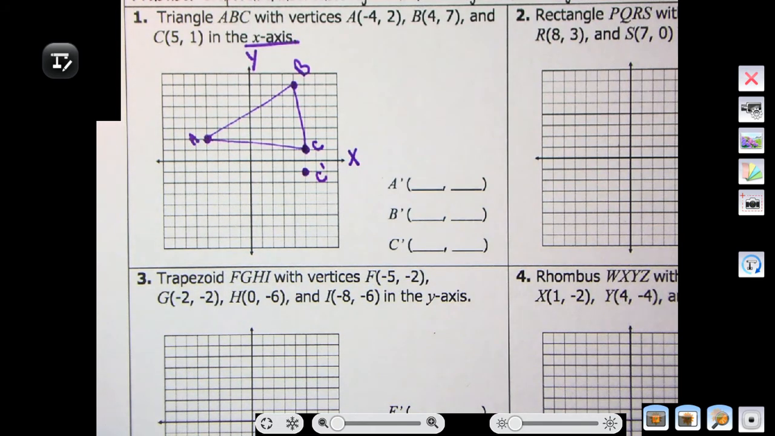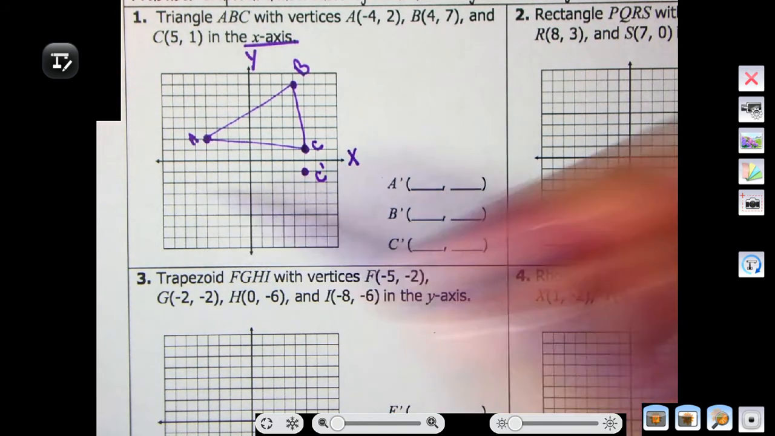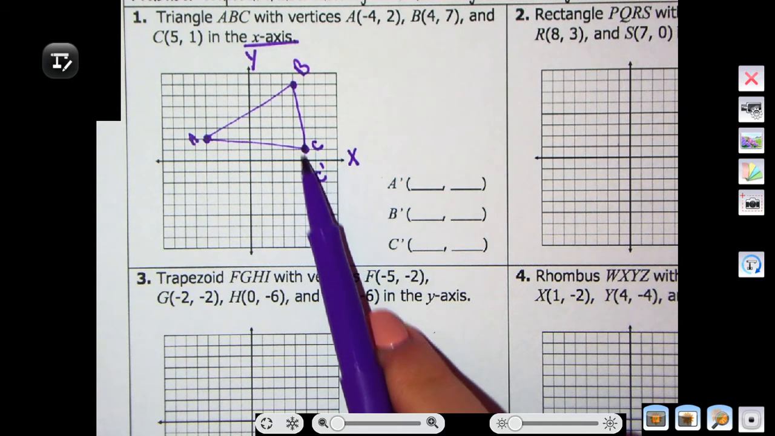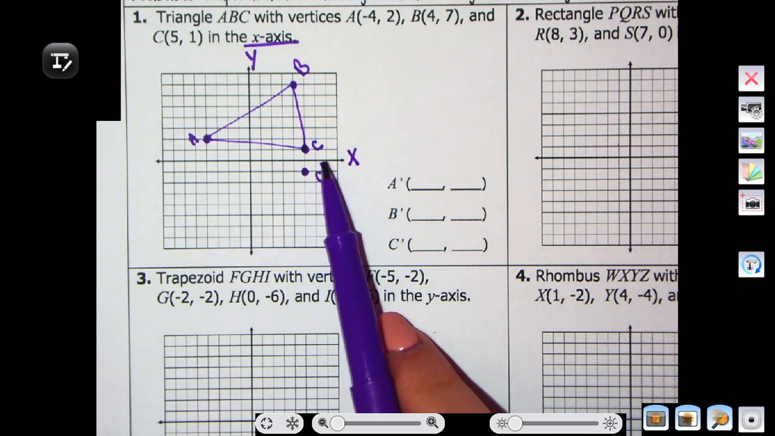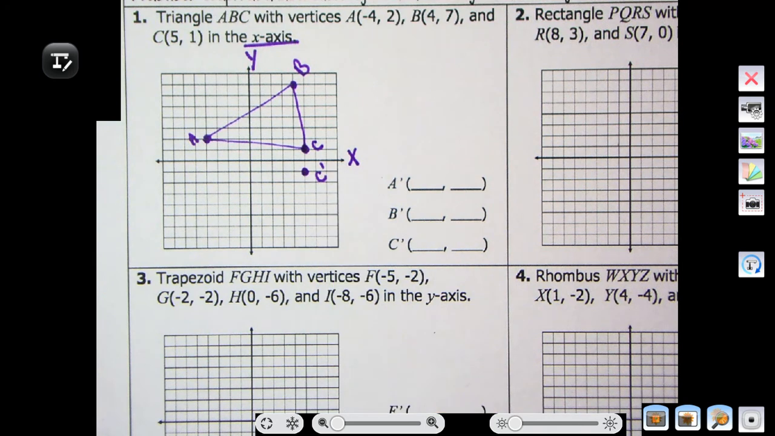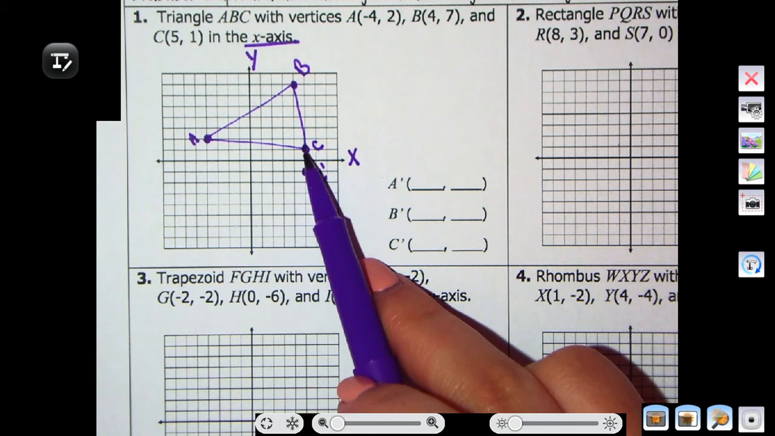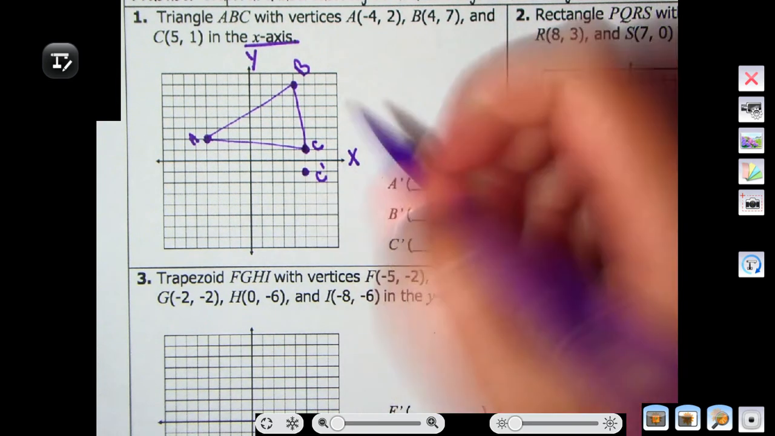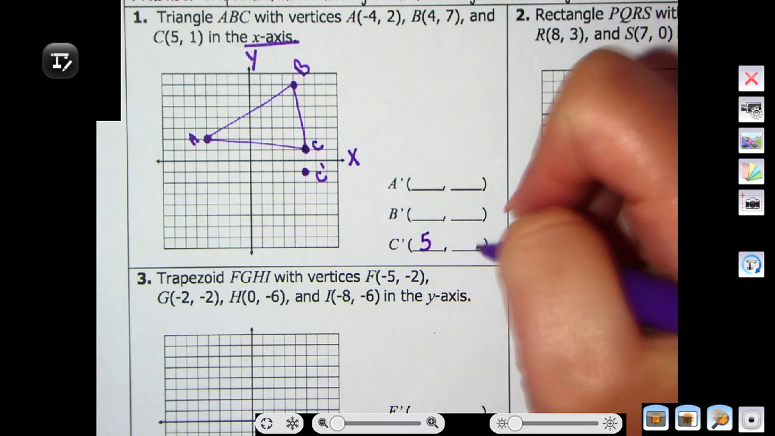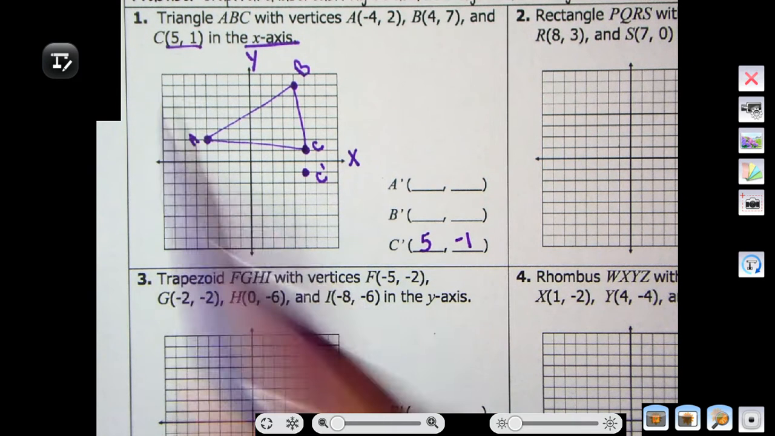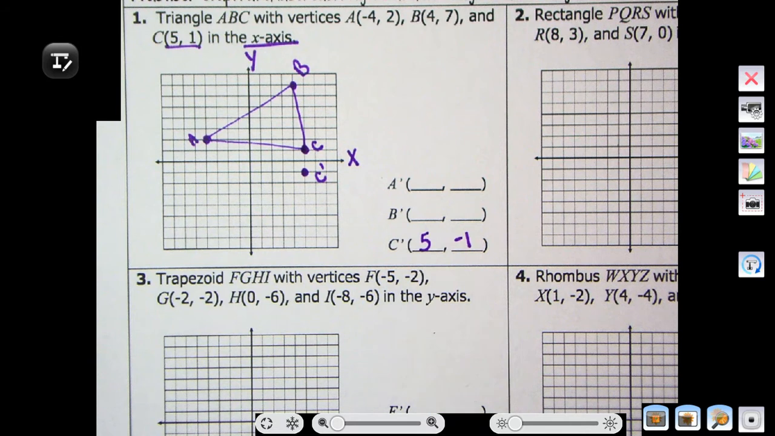Now I just happened to do C first. I could have done A first. It doesn't matter, but notice that they're both one box away. So they're both 1 unit away from the line of reflection. And I'm going to label that point. So it's still at 5 on the x-axis, but now it's at -1. So notice what happened here. Same x value, but the y became -1.